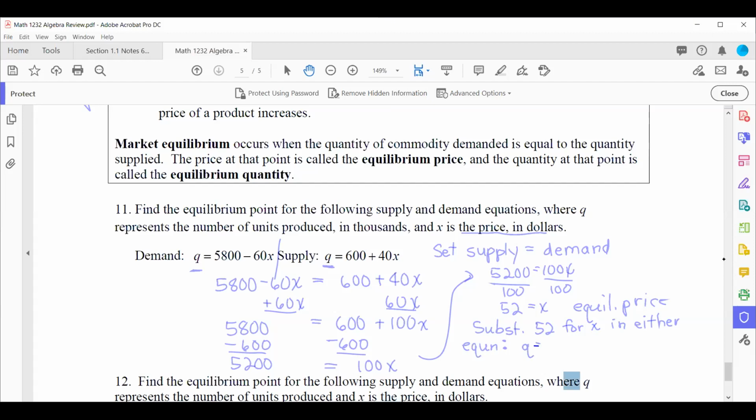So like I said, I like the easier one. I'm going to take 600 plus 40x and substitute the 52 and calculate that. And I get 2680. That is the equilibrium quantity. Okay.